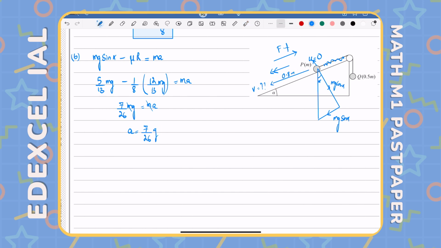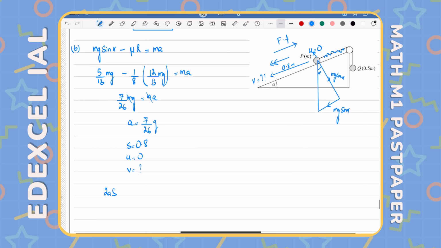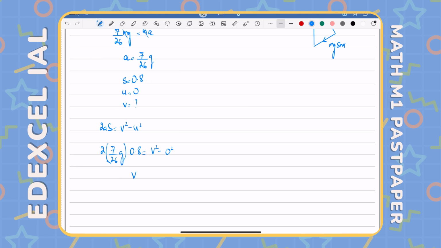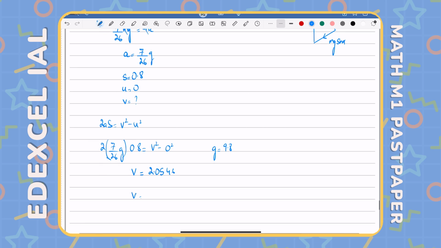We know the acceleration, we have the distance that it travels, we have the initial velocity, and we need to find out the final velocity. So what's the appropriate equation? It's 2as equals v squared minus u squared. So 2 times 7 upon 26 g times 0.8 is equal to v squared minus 0 squared. Obviously you're going to need your calculator over here, and when you work out the value of v, take g to be equal to 9.8. So v turns out to be 2.0546, and correct to 3 significant figures, it's 2.05 meters per second. There you go. That's the answer.